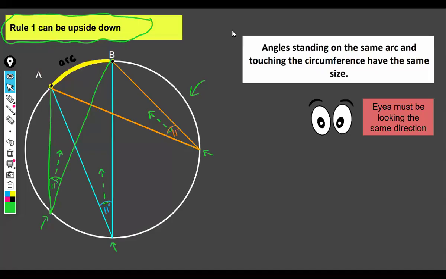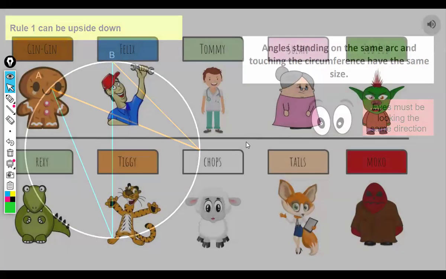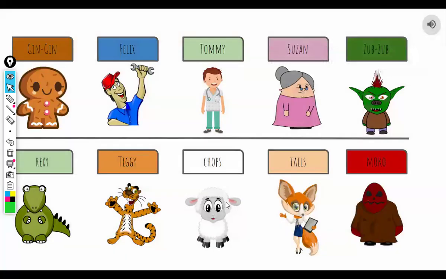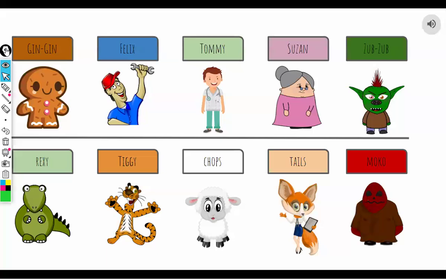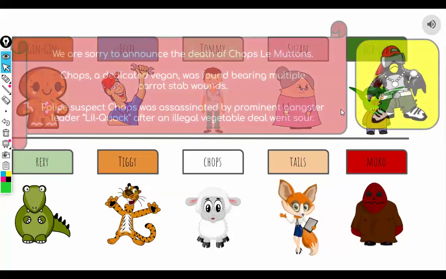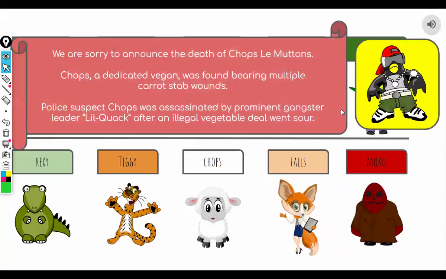So at the beginning of class, you had to choose a character. We're going to meet our first death at the moment. Let's see who's the first to meet their maker. Out of the 10 people here, the first to go is, we're sorry to announce the death of Chops Le Mouton. So for anyone who chose Chops, you're out of the game. Chops, a dedicated vegan, was found bearing multiple carrot stab wounds. Police suspect Chops was assassinated by a prominent gangster called Lil Quack after an illegal vegetable deal went sour.